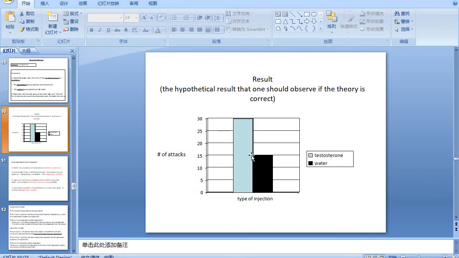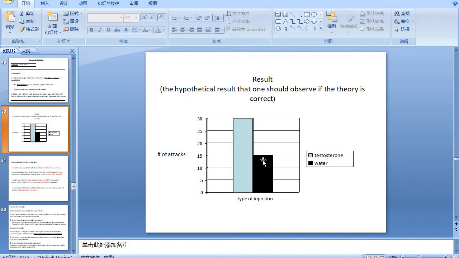Why? How come you are entitled to this conclusion? It's because the rats in the two groups are equal in all other aspects. The only difference between these two groups is the type of injection they received. If these two groups differ in terms of aggression, the only possible reason would be the type of injection they received. In experimental research, you have more control.